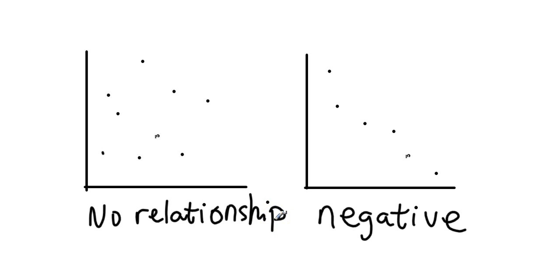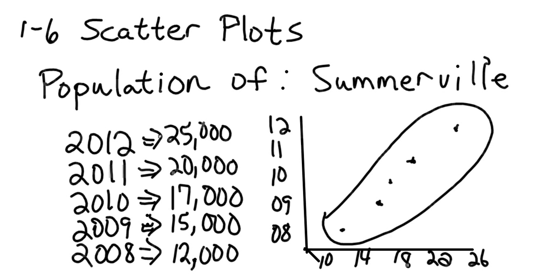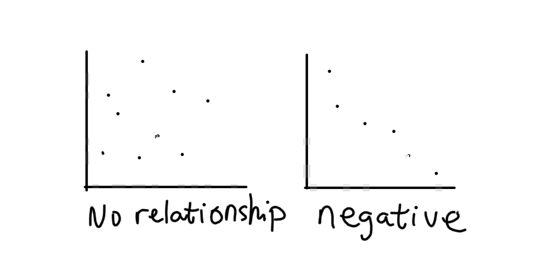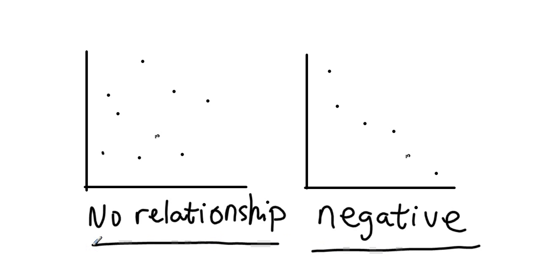Okay, so we have positive in our first one, and then we have a negative relationship to the right, and then to the left we have no relationship. So we're just going to plot some points and determine if they are positive, negative, or none. So we'll do that in class tomorrow. We'll see you then.